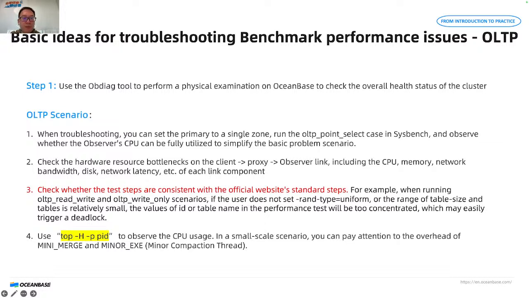The fourth one, common issues in small-scale testing. In small-scale tests, dedicated system resources are recommended. Limited hardware resources may cause QPS drops. Use the top command to monitor the OB server's process. Focus on mini-merge and mini-exe thread usage.